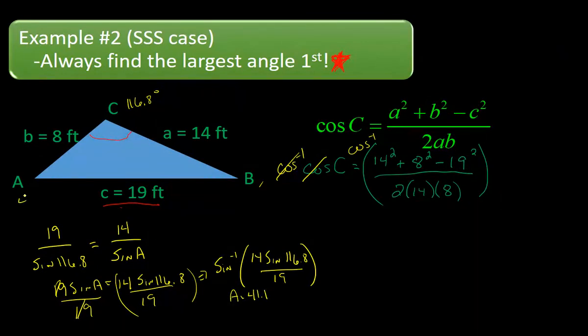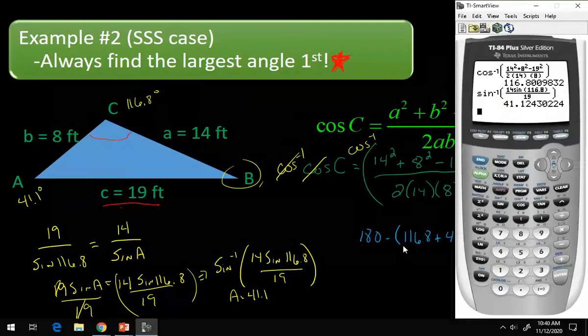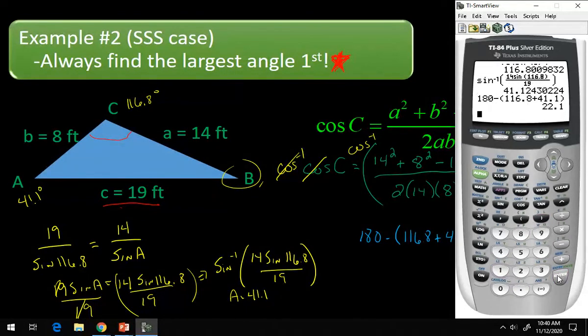So A is 41.1, and then to get angle B, I'm just going to add them up and subtract them from 180. So 180 minus 116.8 plus 41.1, and my last angle will wind up being 22.1.